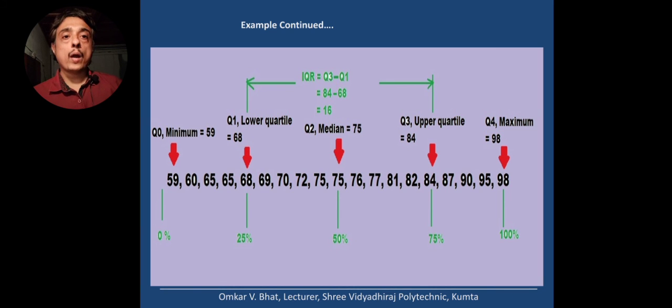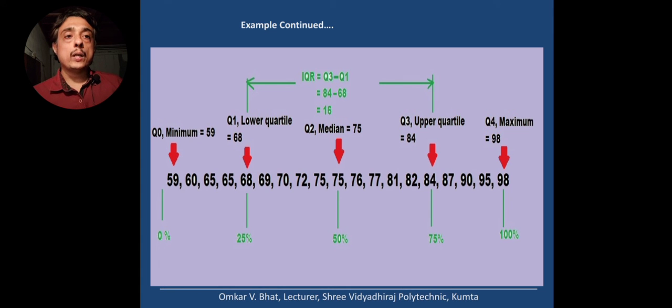Then lower quartile is calculated. What is lower quartile? Lower quartile is nothing but median of lower half of the data set. So which is lower half? 0% to 50%. So in the lower half, the middle value is 68. Therefore, lower quartile Q1 is 68. So lower quartile Q1 represents 25% of the data set.